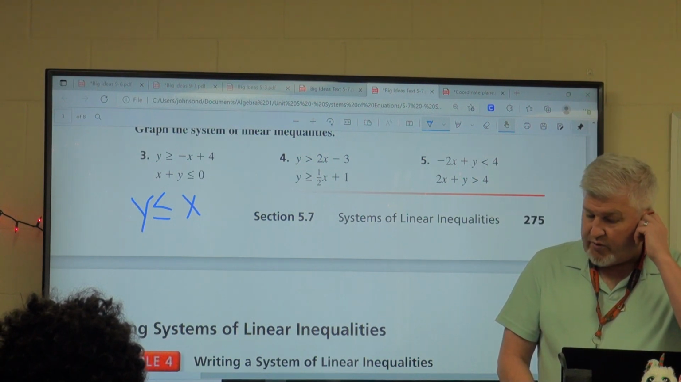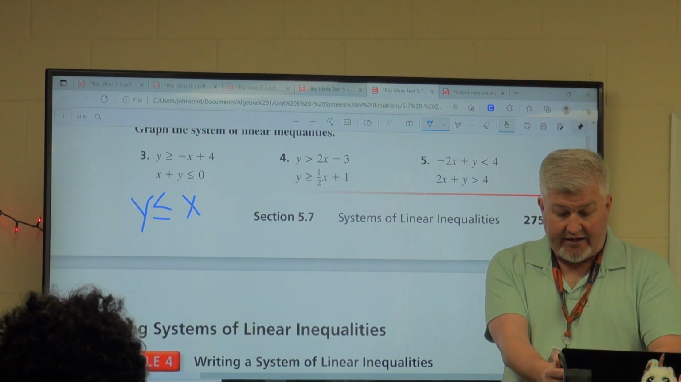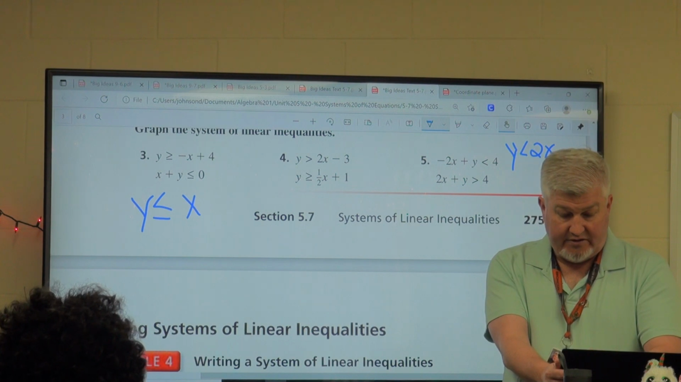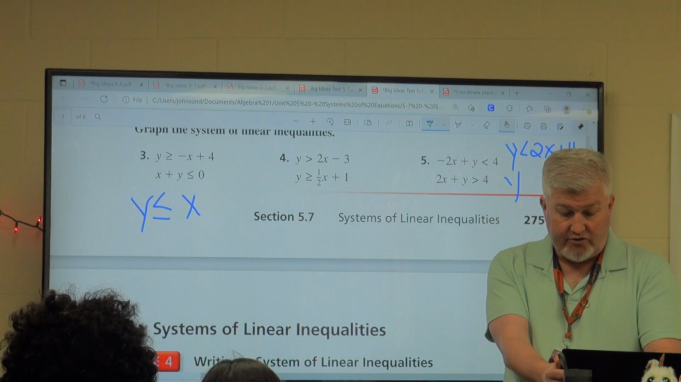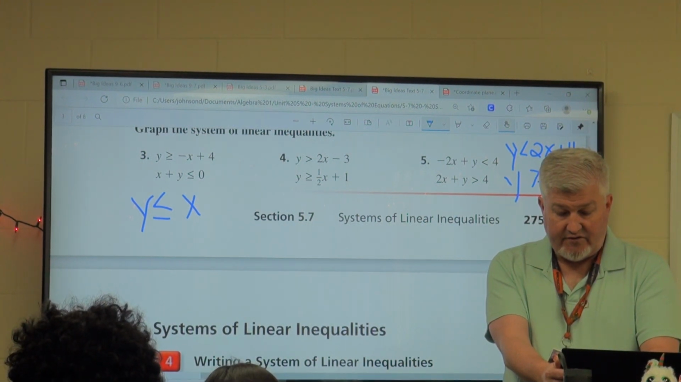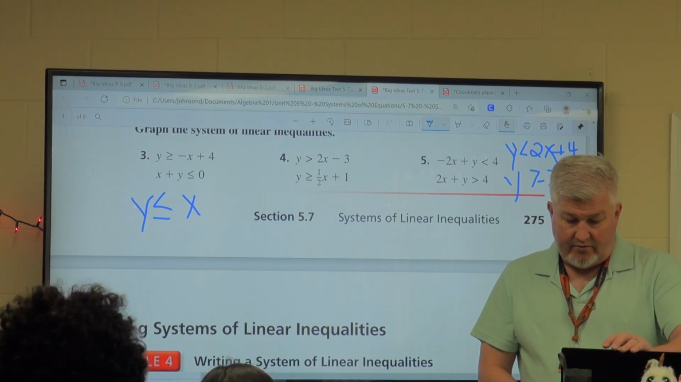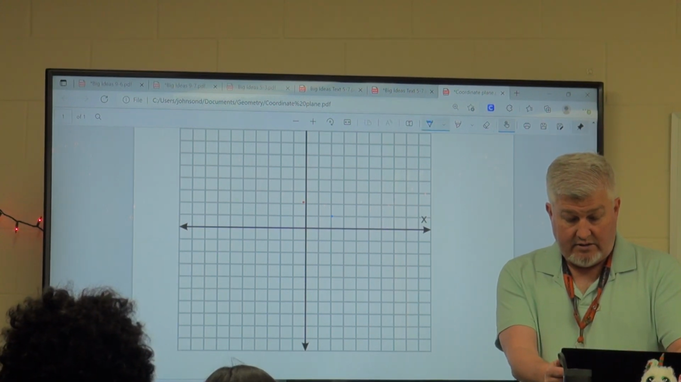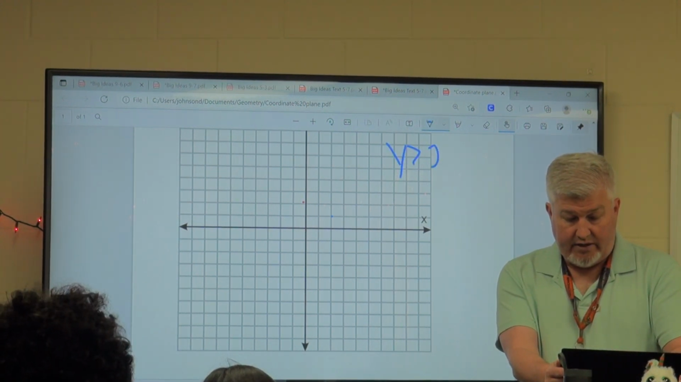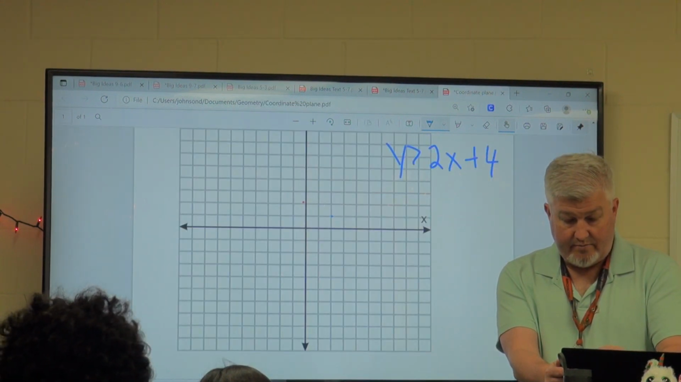All right, so neither one of these is written in slope-intercept form, so let's quickly do that. The first one, I'll add 2x, and I get y is less than 2x plus 4. And the other one, I'm going to subtract 2x, y is greater than negative 2x plus 4. So y is less than 2x plus 4, and y is greater than negative 2x plus 4. You're right, y less than.